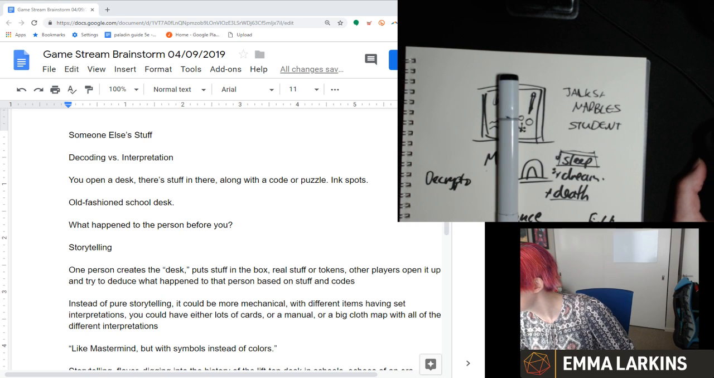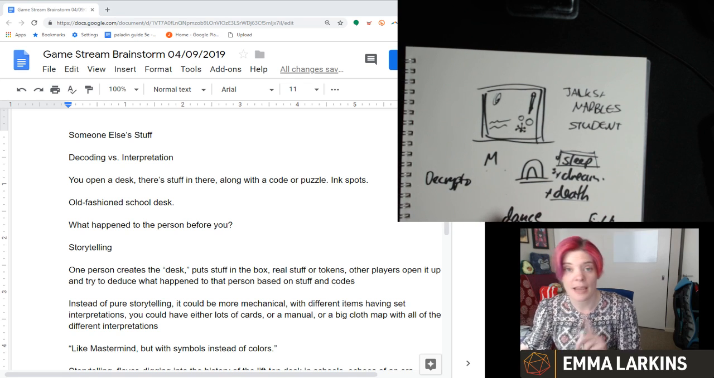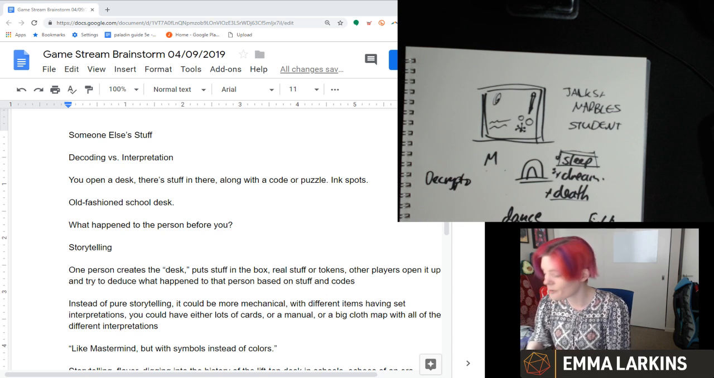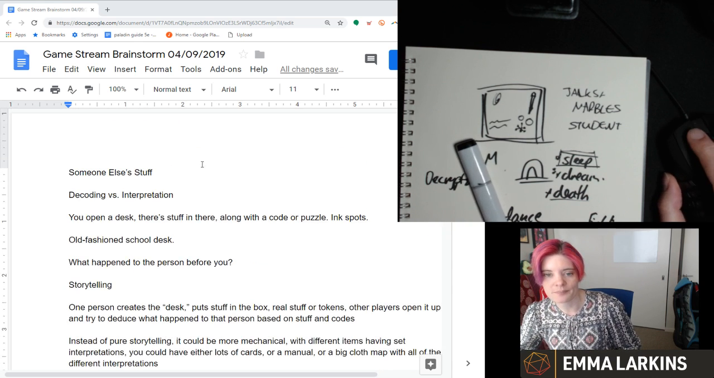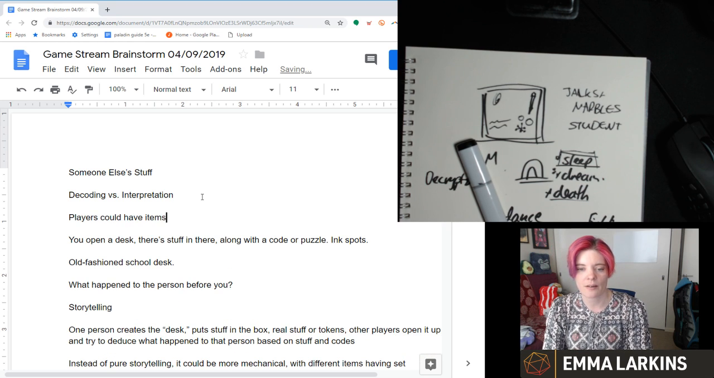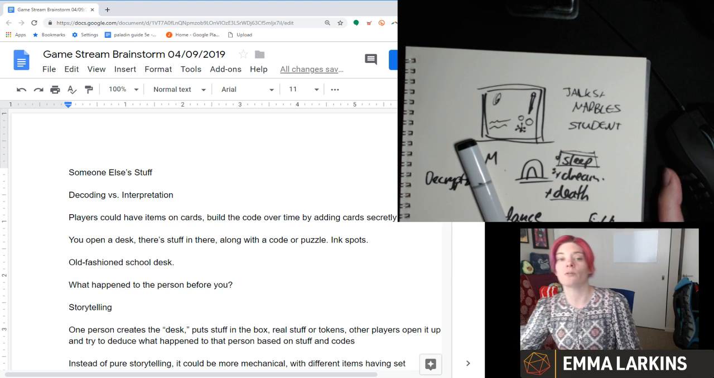There's also a hand card. I am tuning out, but this is Brad. That's a really cool idea of building the code over time. So I'm going to write that down so I don't lose it. Here's could have items on cards. Build the code over time by adding cards secretly to the box. Perfect. Cool. I'll be back.